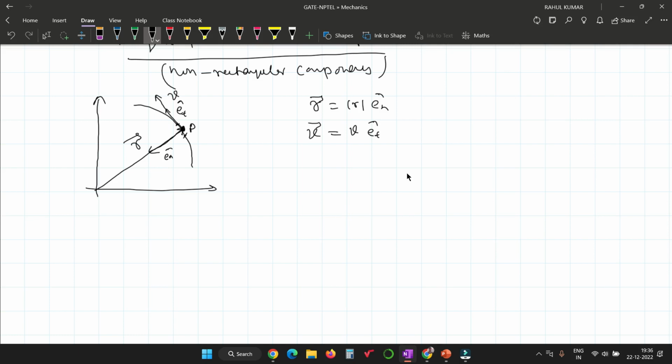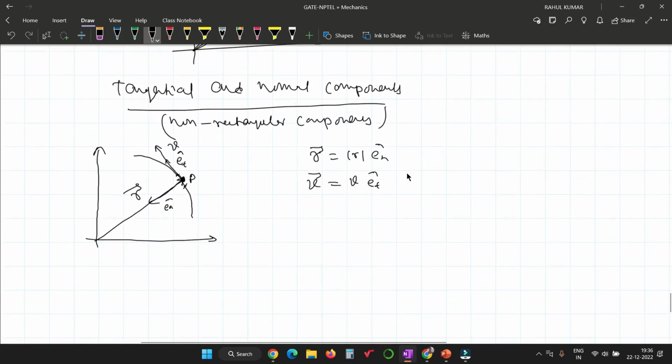Sir, what is that e? e is nothing but a unit vector. In the rectangular coordinate system, you usually write i, j, and k, right? But in this form, I'm not saying polar component, I'm not saying any polar coordinate. I'm just saying there is one more coordinate system called tangential and normal components. The component which is normal to this arc is called e_n, and the vector which is tangent to this arc is called e_t. It is nothing but the unit vector to represent the direction.